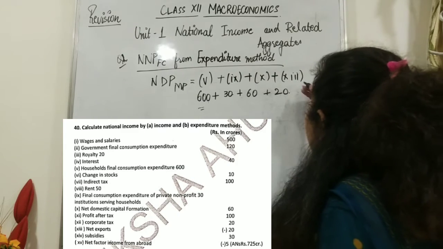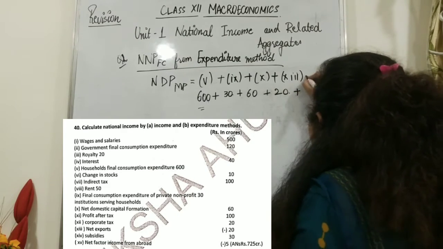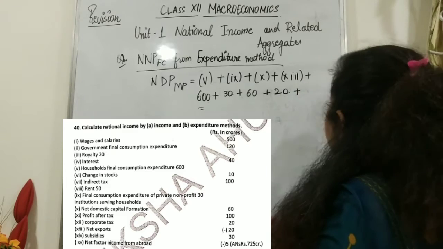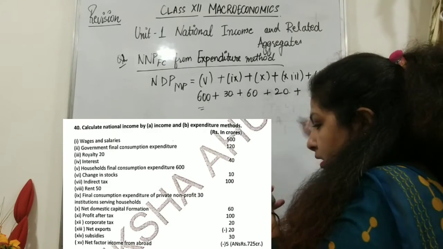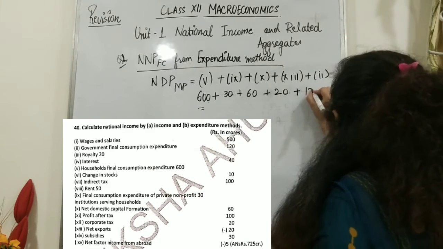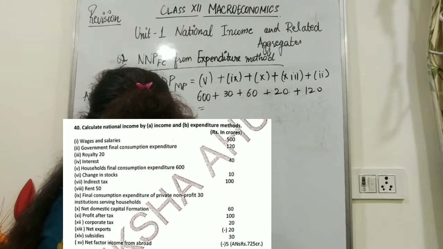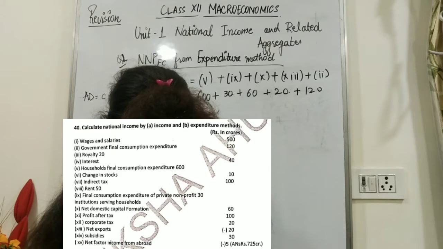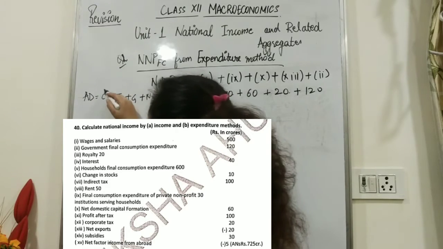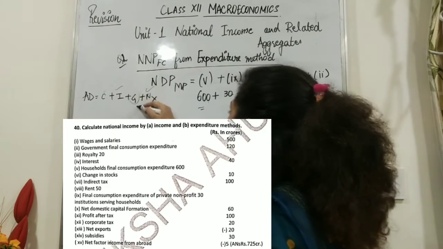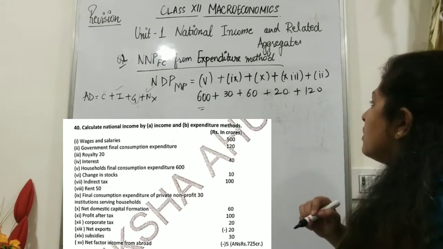So private, one thing is remaining. Government final consumption expenditure is given to be 120, right? Because we know that aggregate demand is equal to C plus I plus G plus NX. You all remember this, right? So C was done, G was left, so I added that.